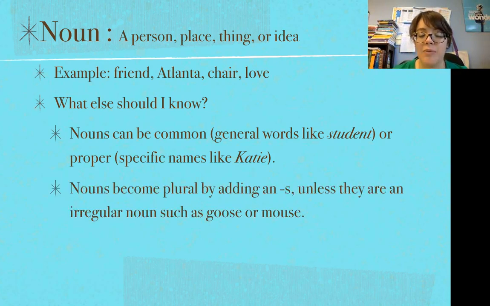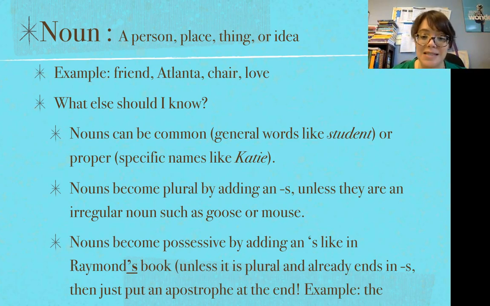All right, now, nouns become plural by adding an S. Note that I just said S, not apostrophe S. Some of y'all are still doing that for plurals, unless it's an irregular noun like goose or mouse, which would become geese or mice. Nouns become possessive by adding an apostrophe S, like in Raymond's book. The exception is if it is plural, and I already added an S to make it plural. You never want to add two S's because it's just too much. So then you just put an apostrophe, like the friends' hideout.